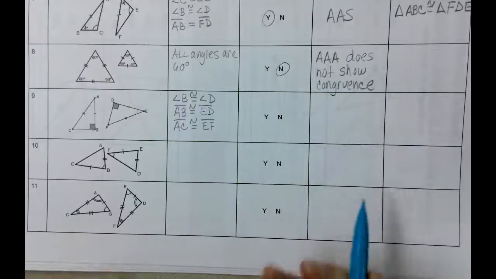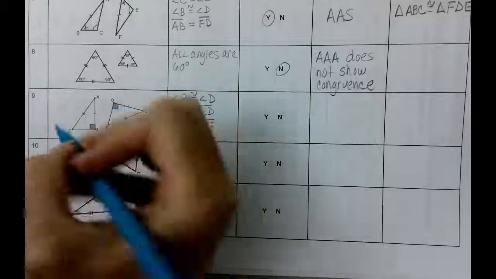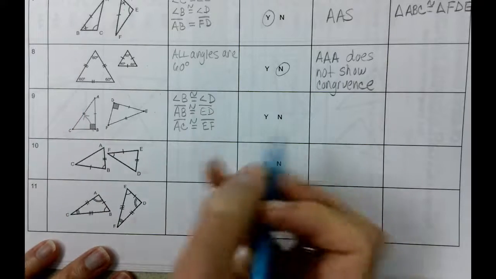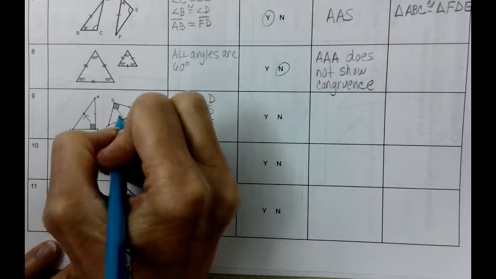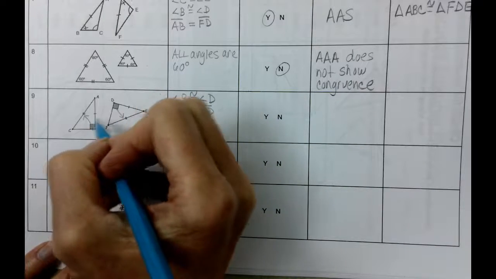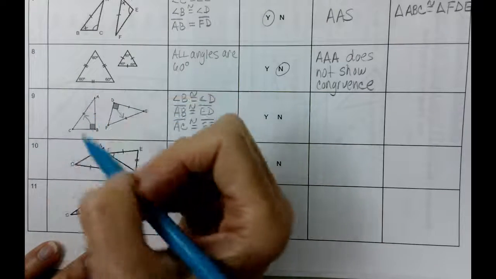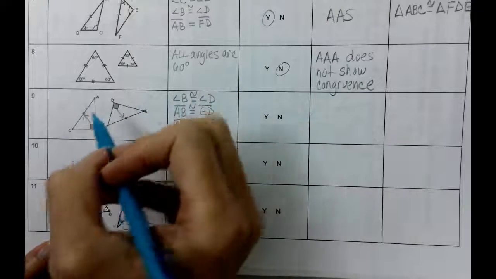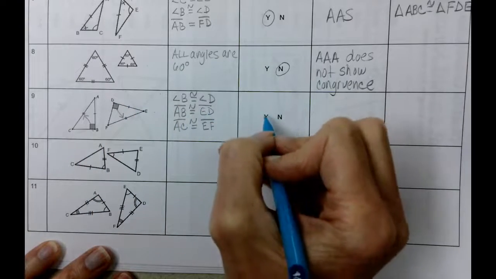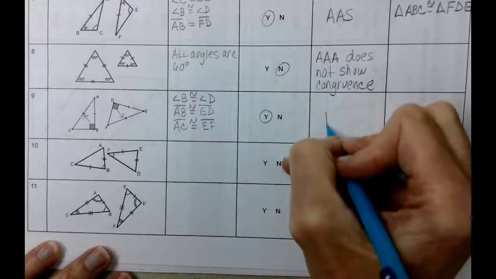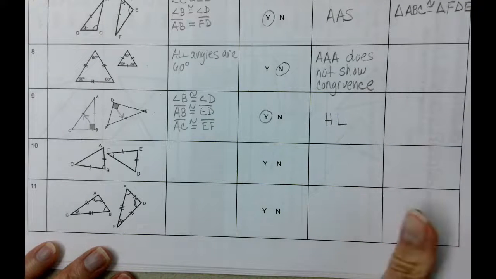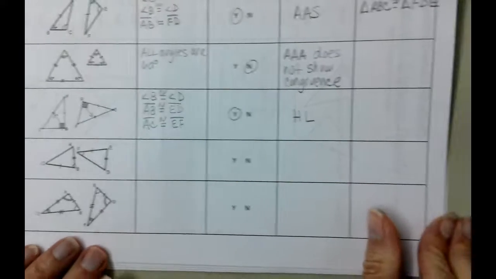And what we've got here is that across from angle B is the hypotenuse, and across from angle D is the hypotenuse. So we've got a right angle, and then we also have a leg. So yes, the triangles are congruent because we know the hypotenuse of the triangle and a leg. Those two pieces are congruent.